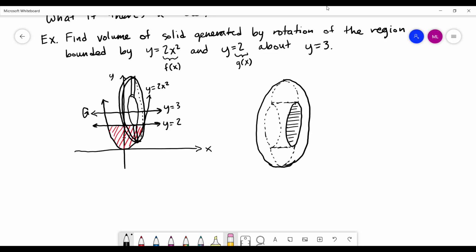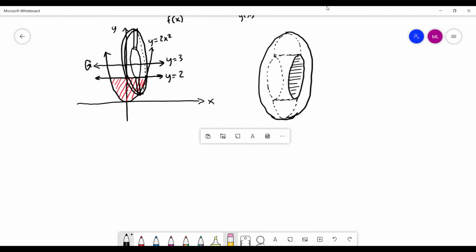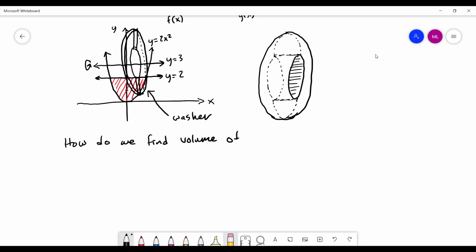So how would we do this? Well, how do you find the volume of this weird washer shape? So instead of using a disc, we're using a washer. How do you find the volume of that washer? So I'm calling this the washer shape. How do we find the volume of the washer? Well, basically, it's just a large disk with a smaller disk removed from it.